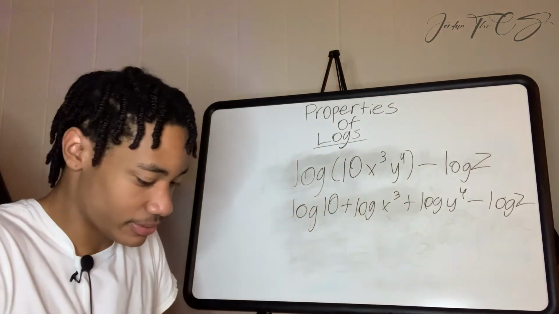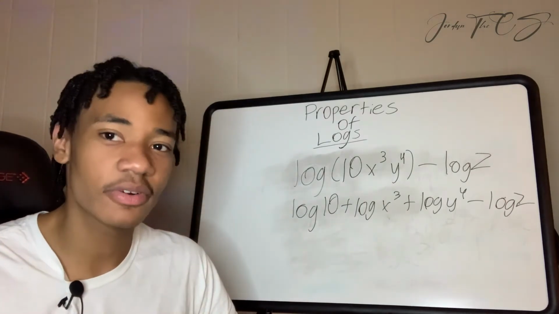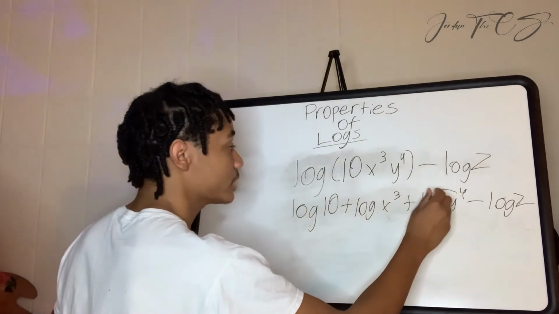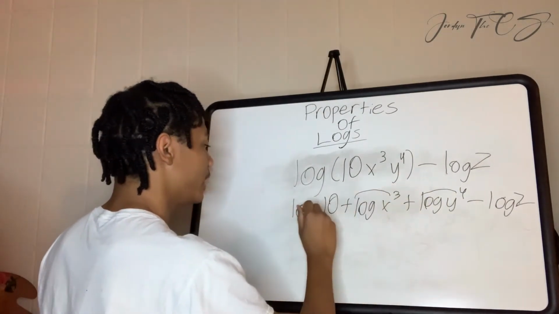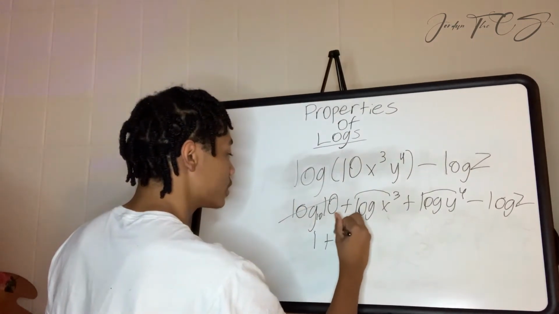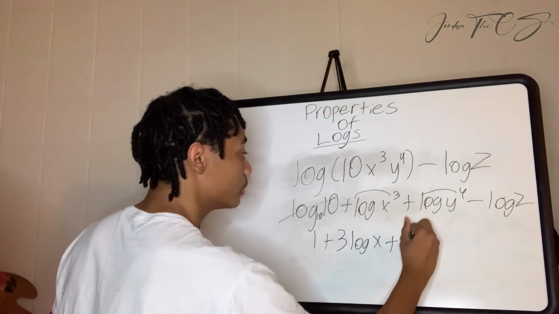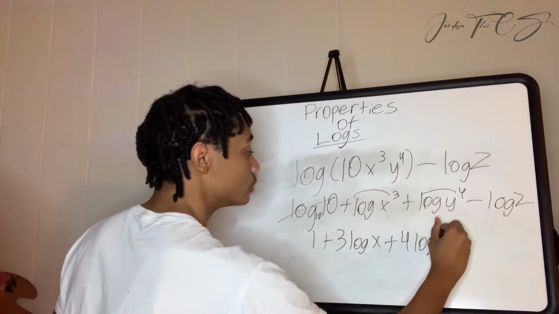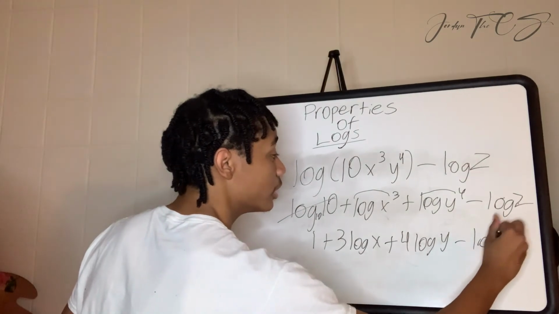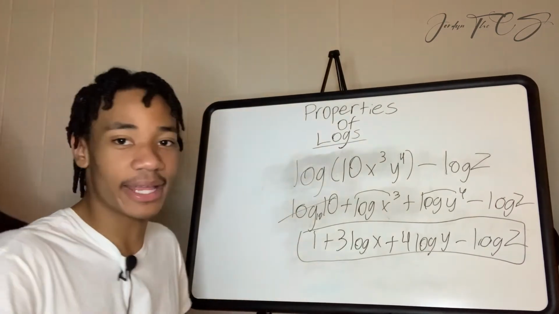That's literally the answer. But it's actually not the answer, because we can simplify this further. Why can we simplify this further? I'll tell you. So first things first, we have to bring this to the front and this to the front. And remember, log base 10 of 10 is going to be 1. So now I'm going to have 1 plus 3 log x plus 4 log y minus log z. And that right there is actually my answer.